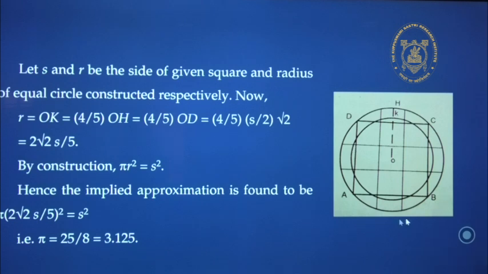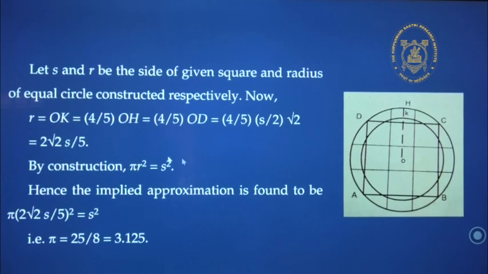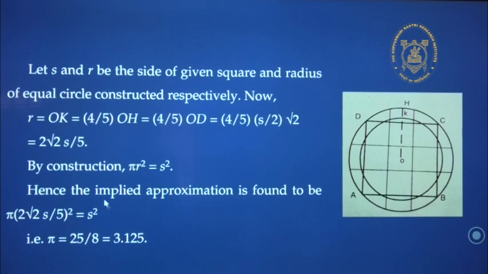The construction, pi r square equals S square, that's what we said. See, you cannot have exactly up to the decimal point. It's almost the same, it is really an approximate value. So here, this construction, pi r square is S square. The approximation found is this r of this triangle, this OK, is 2 into root 2 S by 5, whole square, that equals side square, the area of the square. So this approximates the pi value to 25 by 8, which is 3.125.